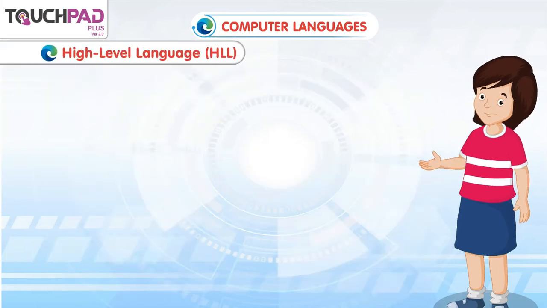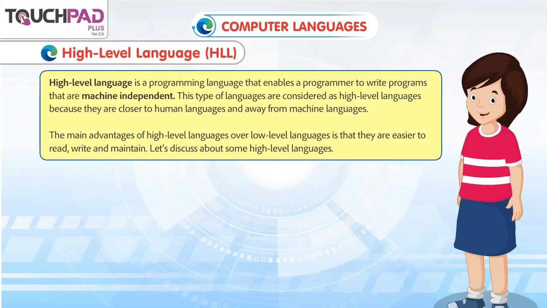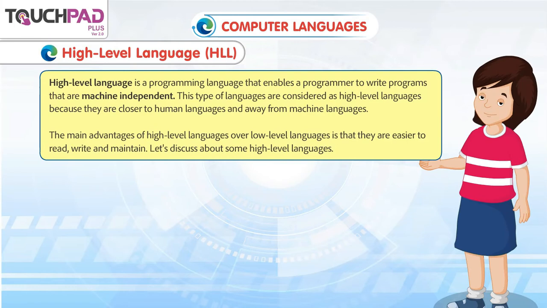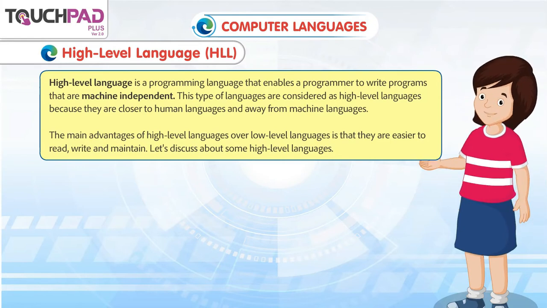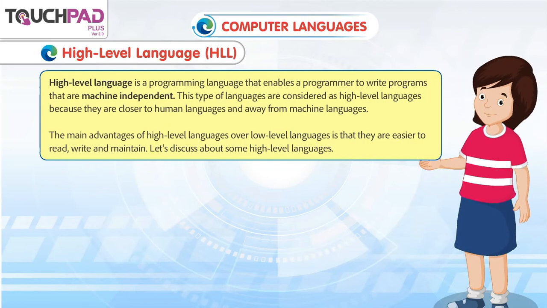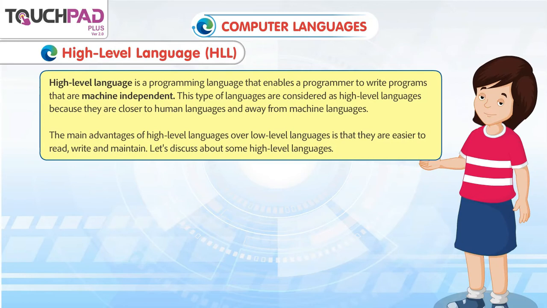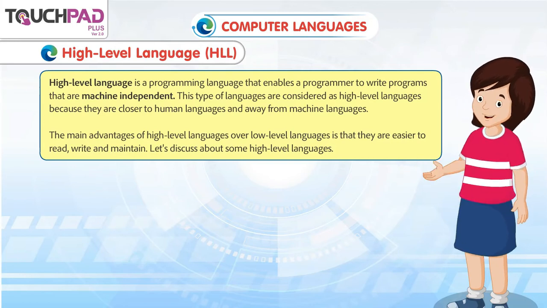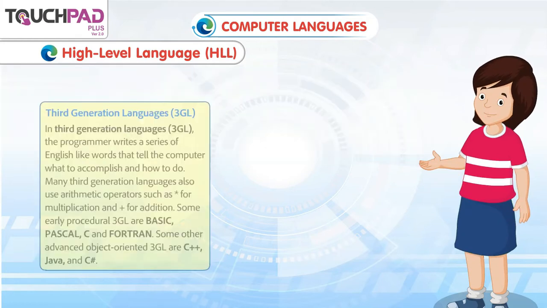High-level language HLL. High-level language is a programming language that enables a programmer to write programs that are machine-independent. This type of languages are considered as high-level languages because they are closer to human languages and away from machine languages. The main advantages of high-level languages over low-level languages is that they are easier to read, write, and maintain. Let's discuss about some high-level languages.